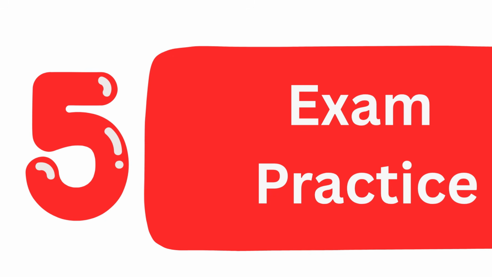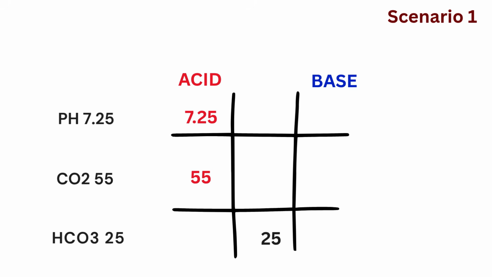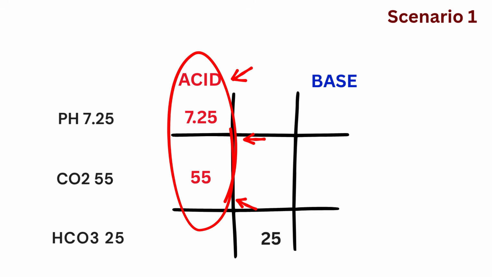Here is practice question number 1. Mentally plug these right into your tic-tac-toe grid. Your pH is 7.25. Your CO2 is 55. Your HCO3 is 25. Ask yourself, what is the pH? Which value matches it? And what is that third value actually doing?